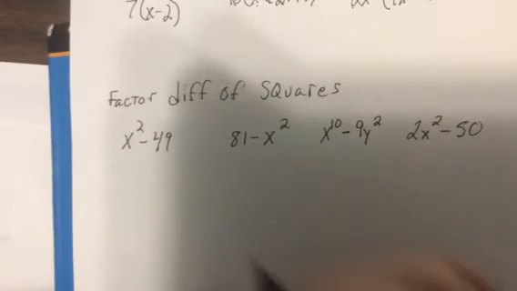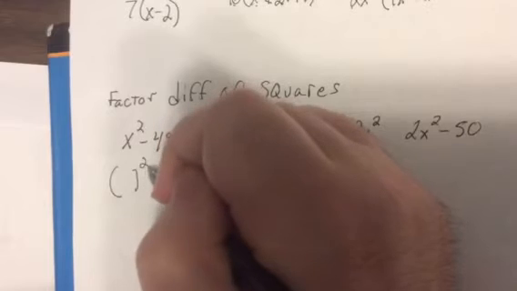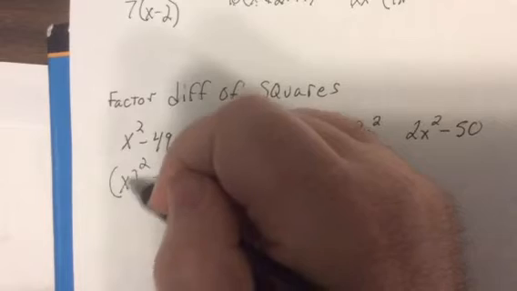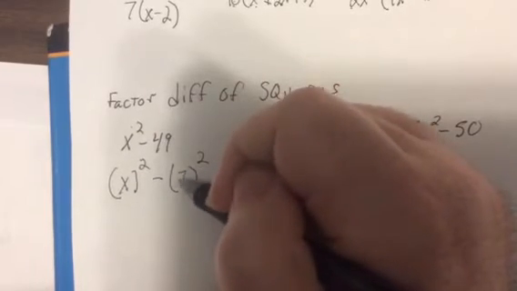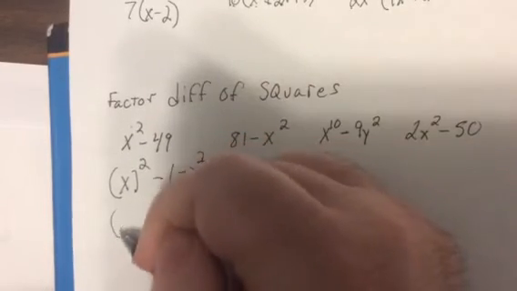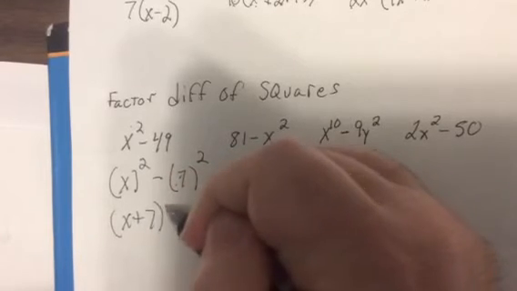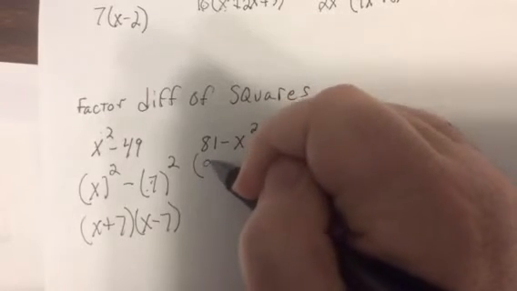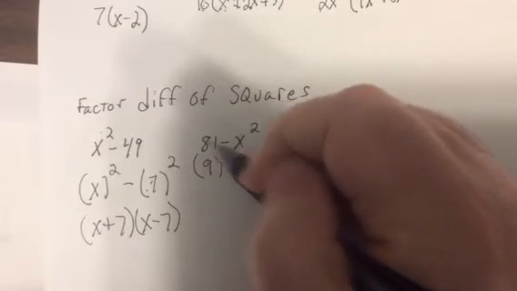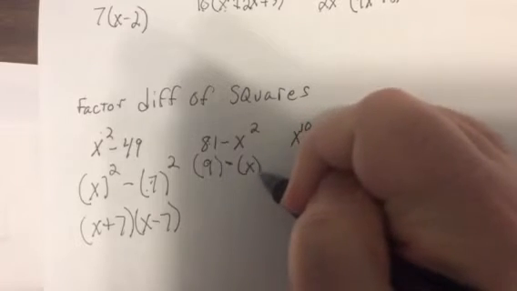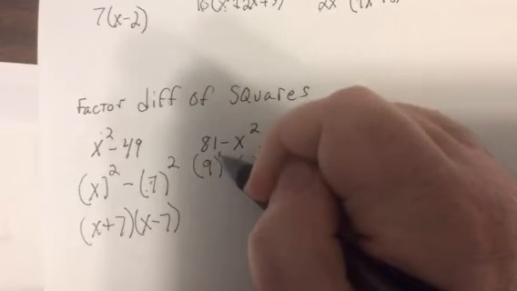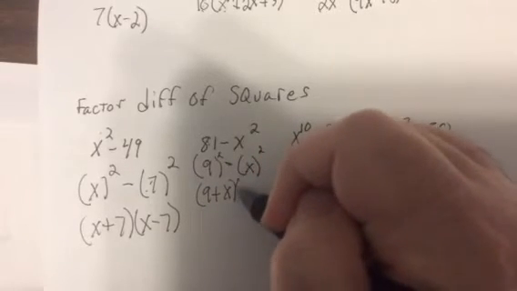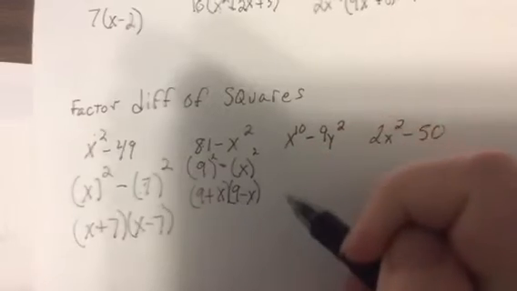Okay, so you're looking for a square minus a square. So x squared is x squared. 7 squared is 49, so it'd be x plus 7, x minus 7. So this would be 9 times 9, or 9 squared is 81. X squared is x squared, so it'd be 9 plus x, 9 minus x.